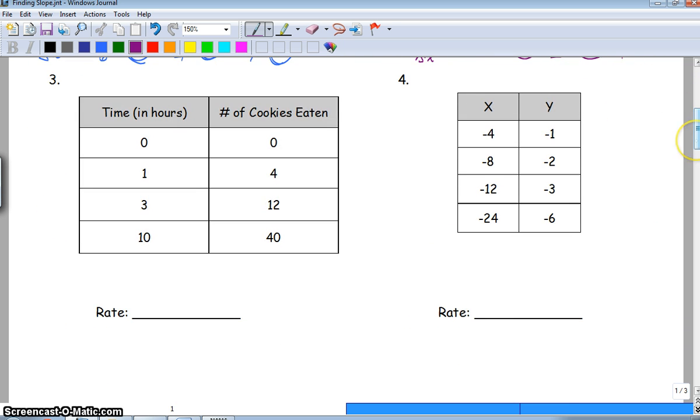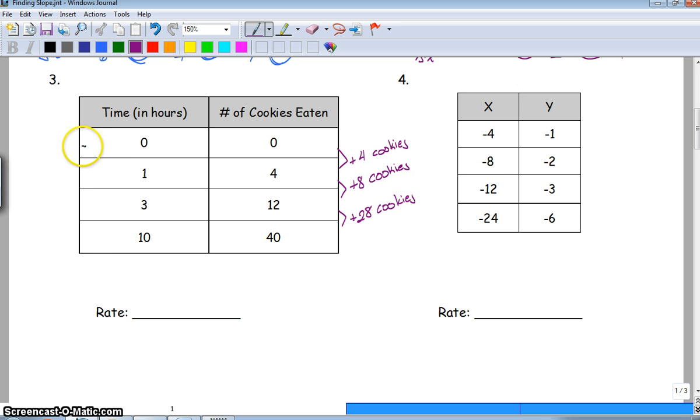So number 3, I'm comparing time and the number of cookies eaten. So find how many cookies eaten has changed. So from 0 to 4, we go up by 4 cookies. Again, make sure to include units. 4 to 12, up by 8 cookies. 12 to 40, up by 28 cookies.